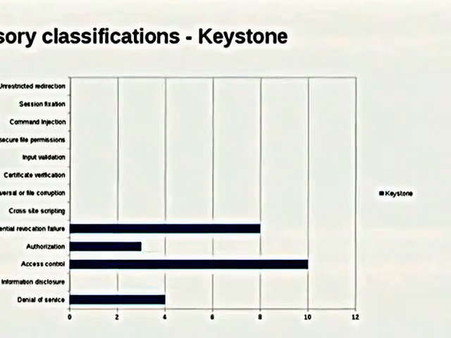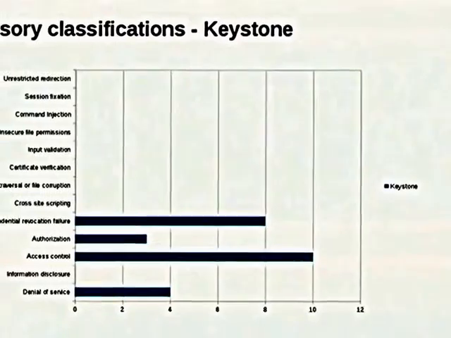Keystone, the majority of the flaws that we've found there are around access control or authorization. I've lumped a few others into credential revocation failure. That's probably not really a very good category, but I guess it's trying to represent things like token expiration or token revocation that hasn't been properly applied. You could probably put that together with access control.